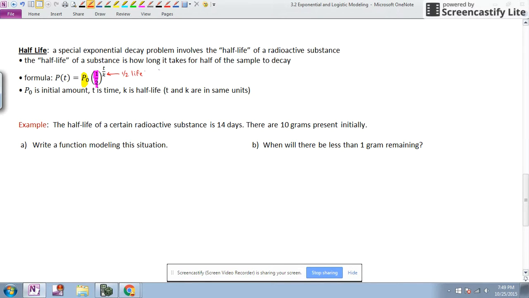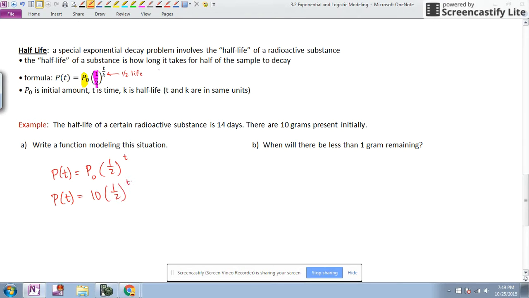Let me do this example for you. You have some substance and there's 10 grams originally, and it gets cut in half every 14 days. So again, here's that formula: P(t) equals P initial times 1/2 to the T power, but your exponent is a little special this time. Here's the population at a given time. The initial was 10 and it gets cut in half.